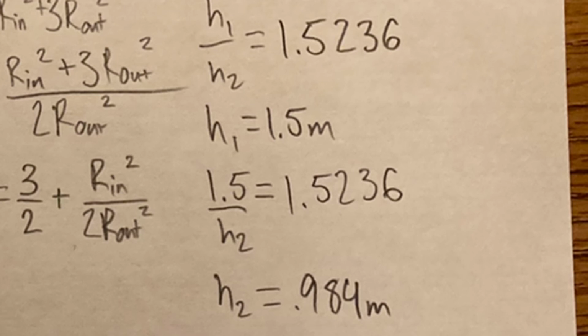So our ratio comes out to be 1.5236. So we can set our h1 to be anything we want. We chose 1.5 meters. So 1.5 over h2 equals 1.5236. And then we solve that for h2 and we get 0.984 meters.